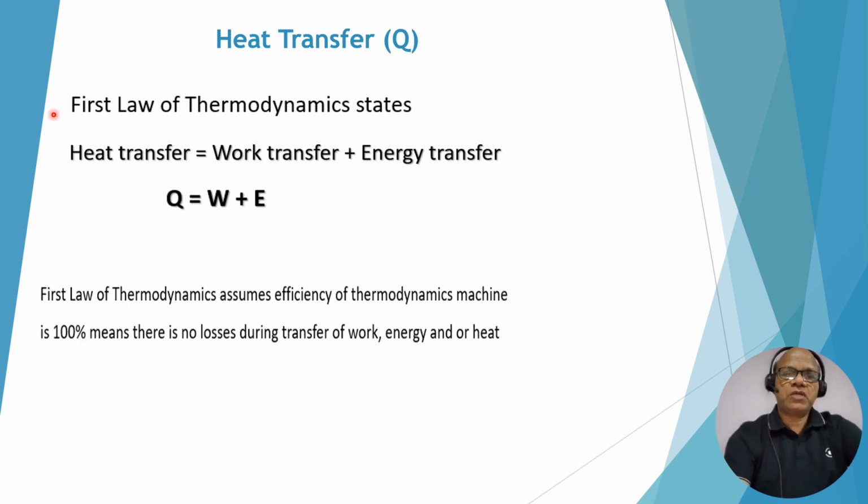As per the first law of thermodynamics, the heat transfer is equal to work transfer plus energy transfer, which is Q = W + E. But a very important point is that the first law of thermodynamics assumes the efficiency of thermodynamic machines is 100%, meaning there are no losses during the transfer of work, energy, or heat.